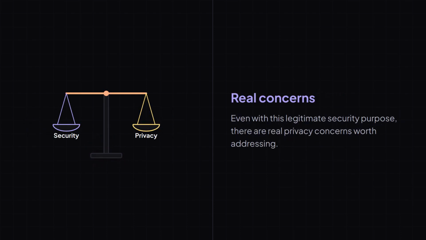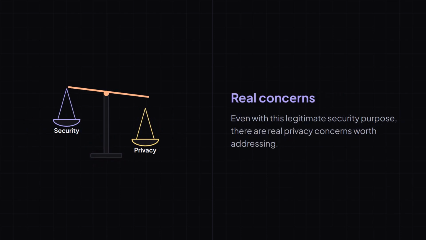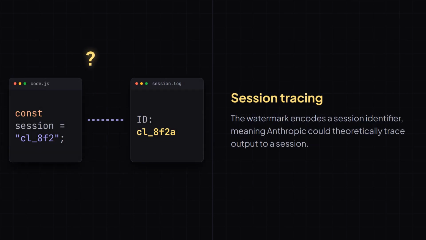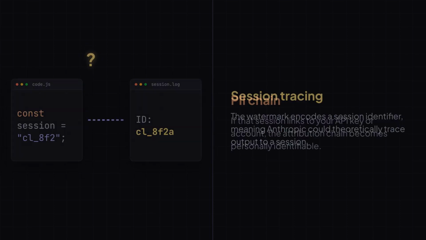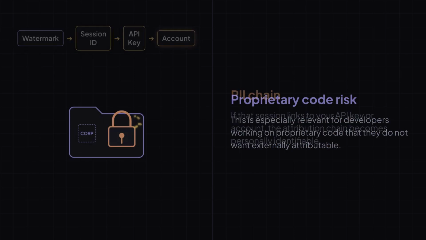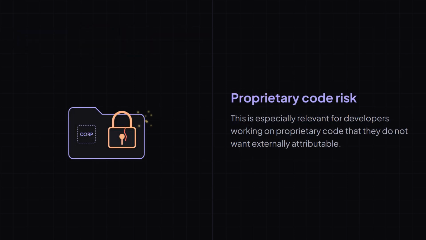Even with this legitimate security purpose, there are real privacy concerns worth addressing. The watermark encodes a session identifier, meaning Anthropic could theoretically trace output to a session. If that session links to your API key or account, the attribution chain becomes personally identifiable. This is especially relevant for developers working on proprietary code that they do not want externally attributable.